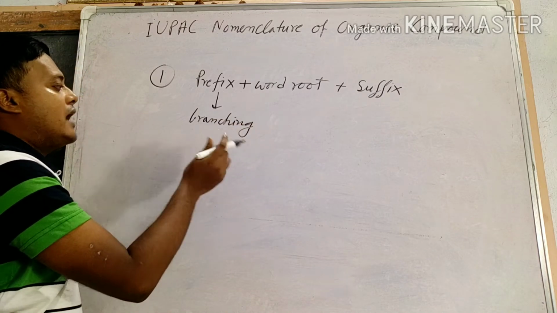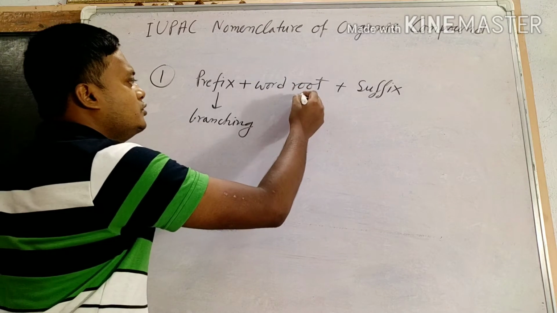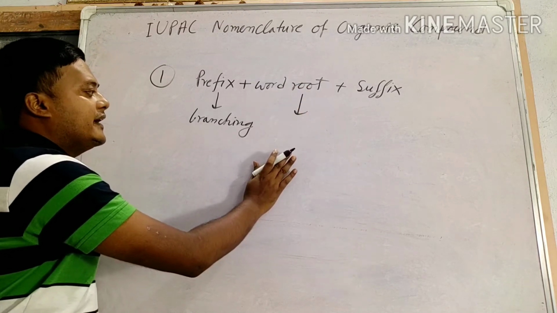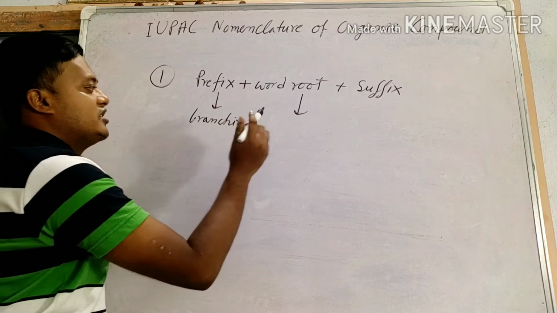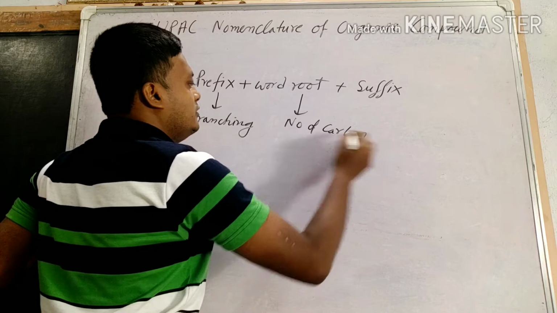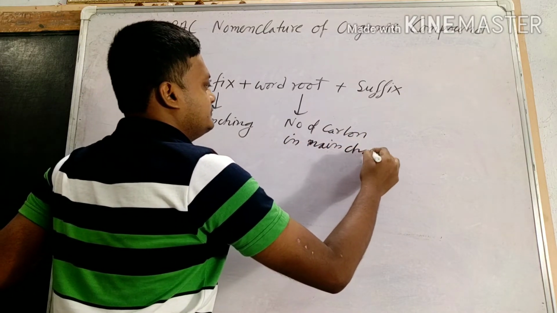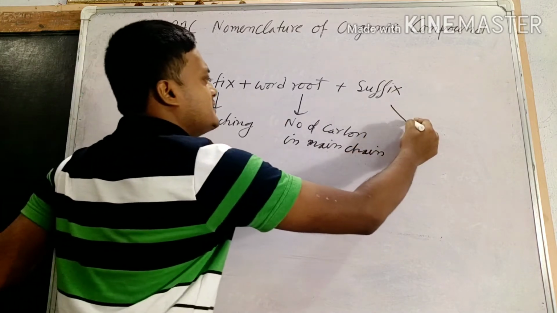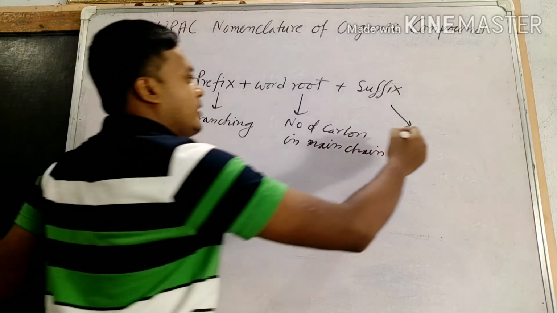That is the group attached to the main carbon chain. And word root indicates the number of carbons in the main chain. And the suffix is the functional group present in the compound.